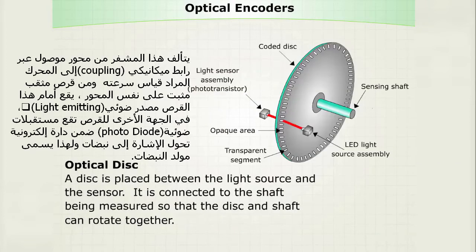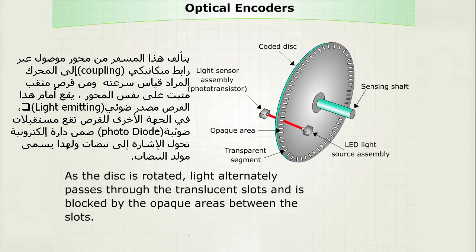Optical disc. A disc is placed between the light source and the sensor. It is connected to the shaft being measured so that the disc and shaft can rotate together. As the disc is rotated, light alternately passes through the translucent slots and is blocked by the opaque areas between the slots.